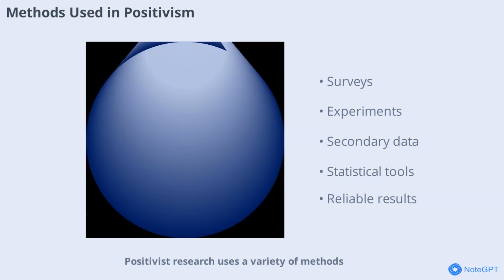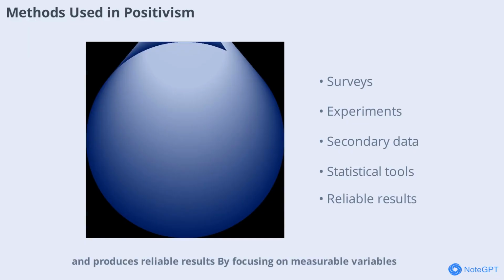Positivist research uses a variety of methods. Surveys involve structured questionnaires to collect data. Experiments are conducted in labs or fields to test hypotheses. Secondary data is gathered from databases and financial reports. Statistical tools like regression, SEM, and ANOVA are used to analyze the data. These methods ensure that research is systematic, objective, and produces reliable results.